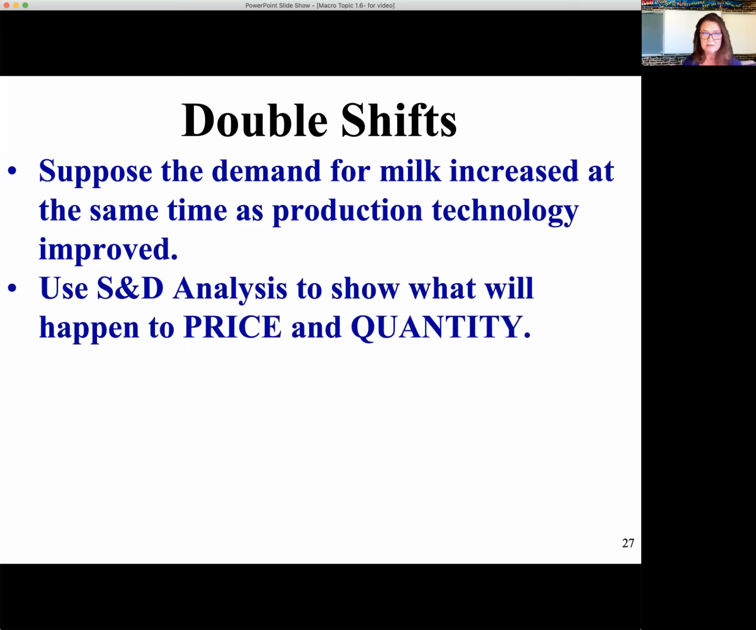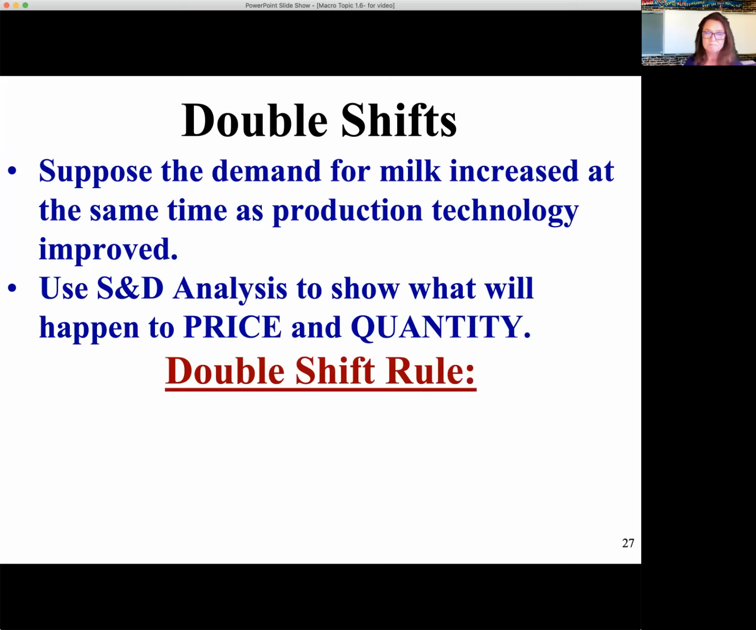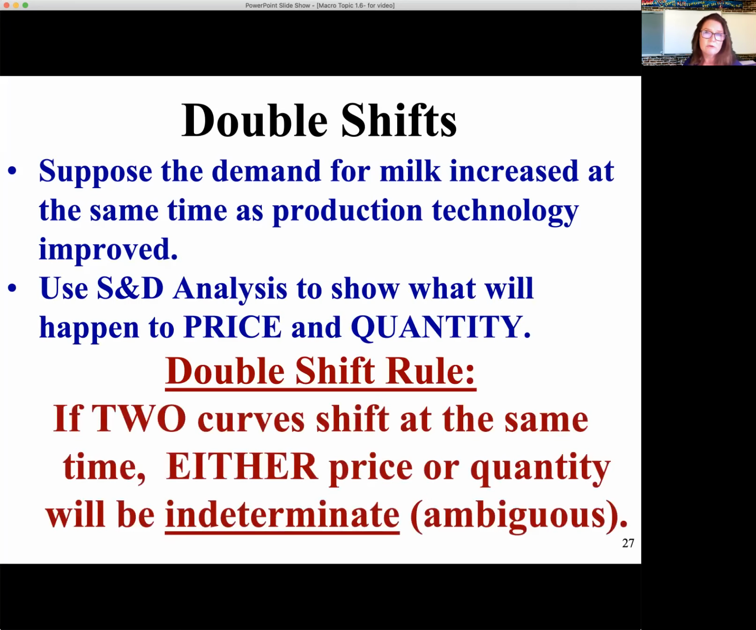So we're going to use analysis, and in the end, after both the shifts, see what happens to price and quantity. Here's the rule. Whenever you have a double shift, something's going to be indeterminate. It's either going to be price or quantity. But because you have the up, down in one and left, right in the other, you need to be able to draw them out separately to help you see them.